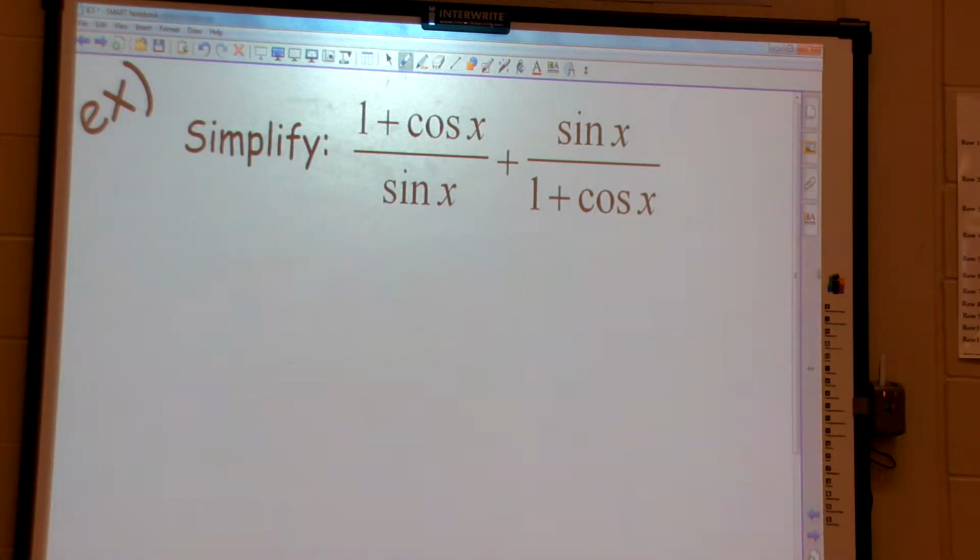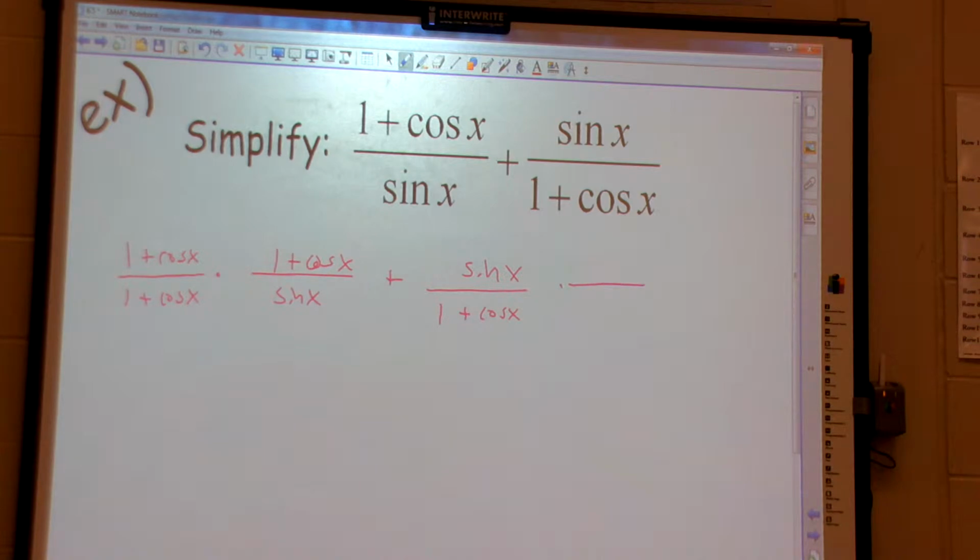So let's try a common denominator. So what I'm going to do is rewrite this, and this is what I'm going to show you, the steps that you have to show, which is going to make some of you mad. Like I said, you have to show everything. What does this side need in order to be a common denominator? 1 plus cosine x. Now, whatever you do to the bottom, you've got to do to the top.